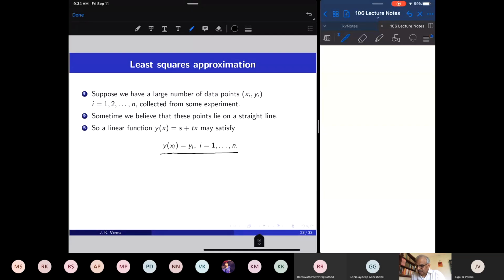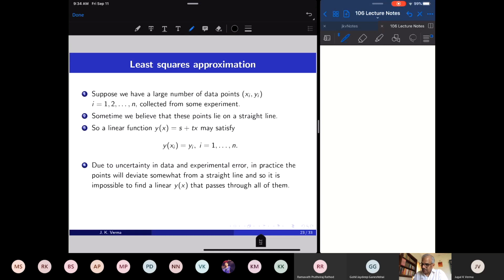But in experiments, we have a large number of data and there are errors in measurement, and therefore we don't expect this perfect situation. Some of the data points may not be on this straight line. That is due to experimental error, and in practice points will deviate somewhat from a straight line. So it is impossible to find a linear function which passes through all of them.